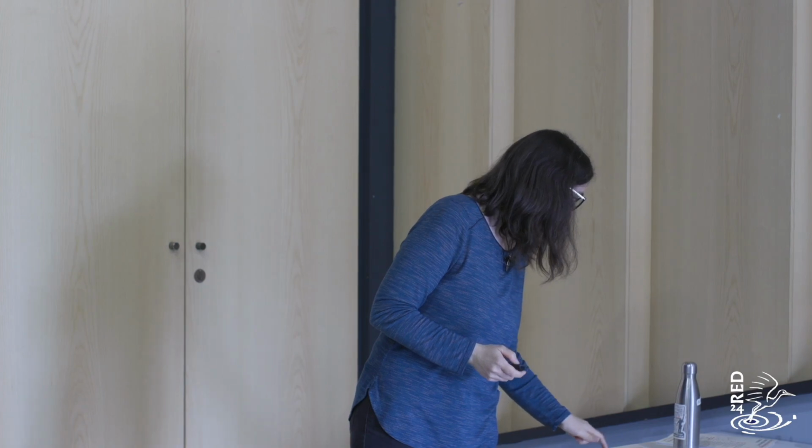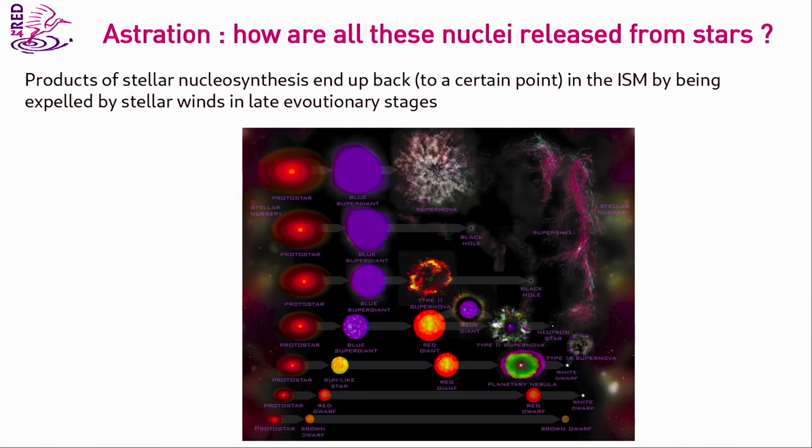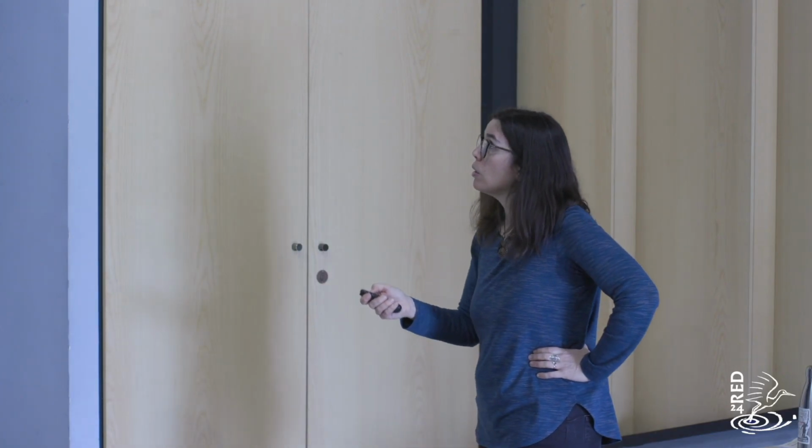So let's put this in context. I will have to speed up, but I think it will be okay. Let's put it in the context of the general evolution of the universe in the end. So we've seen that the products of stellar nucleosynthesis end up back, at a certain point, in the interstellar medium when they are expelled by stellar winds or at the end of the star.